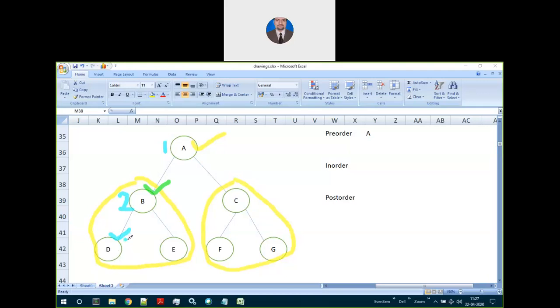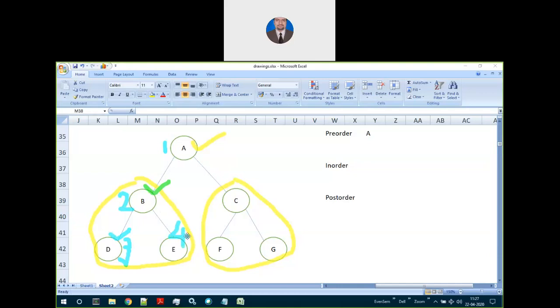So the third will be what? The D I have to visit. Okay, then A, B, D. Now, since I visited D, if you look at this subtree where B, D, E are there, B is done, D is done. So what is left out? Left out is the right child of this subtree, which is E. So next, fourth, I will be visiting E over here.